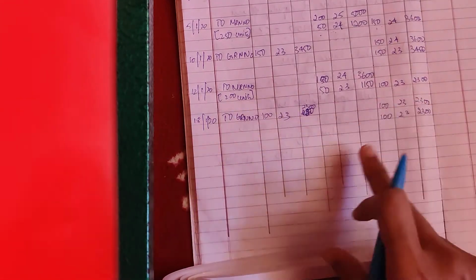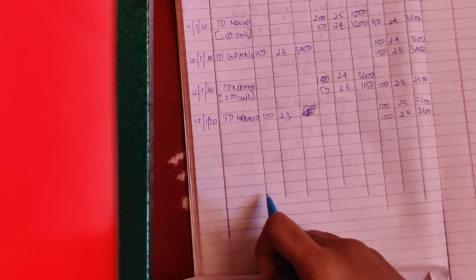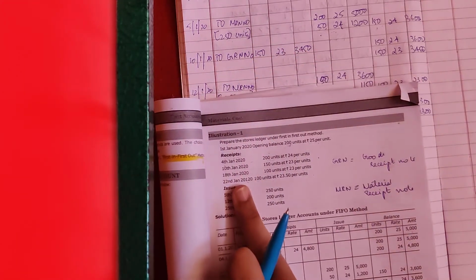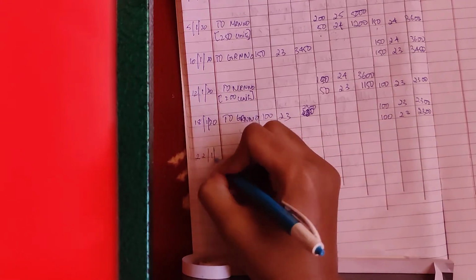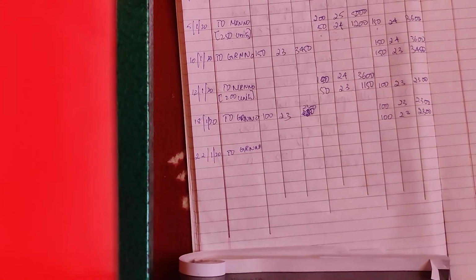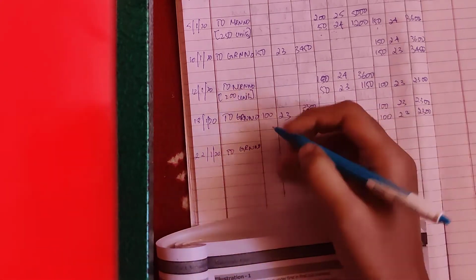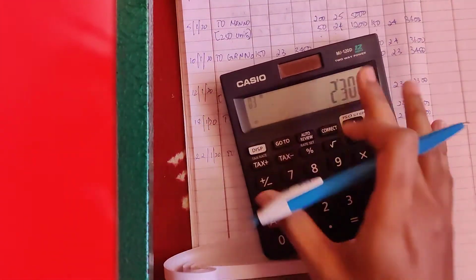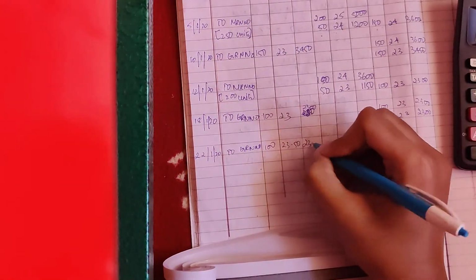Now what will you do next? See which is the closest date which is given. After your 18th, you have 22nd January again in your receipts. Again you are receiving, so take down 22nd, GRN number. Now how much are you receiving on 22nd January? 100 units at 23.50 per unit. 100 into 23.50 is 2350 will be your amount.